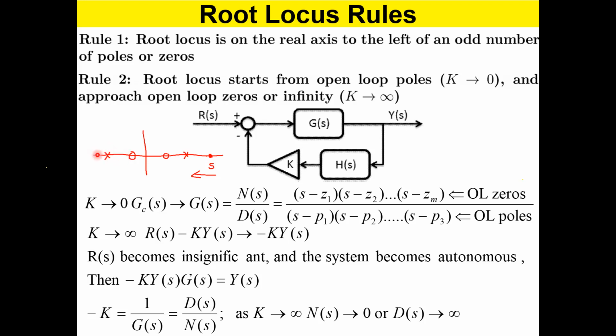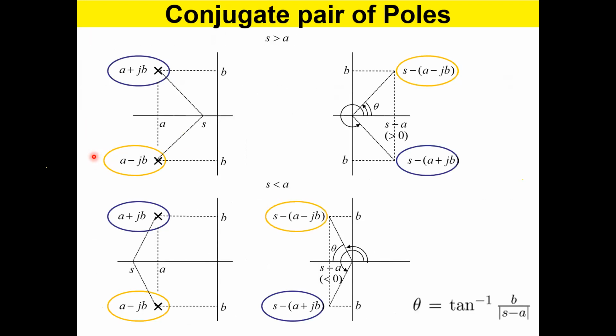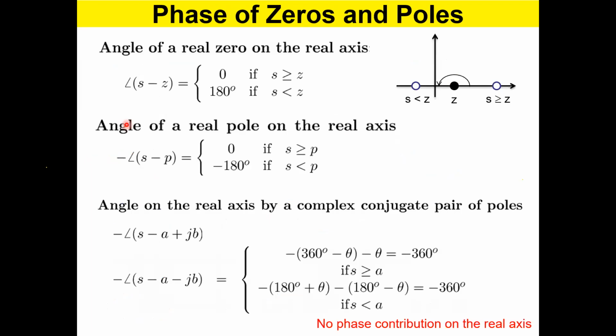And if I cross over to that side again, I am to the left of two poles and two zeros. That is 2 and 2, 4, an even number. So this part does not satisfy the phase condition. Therefore root locus is not on the real axis here. It can be above or below, but not on the real axis. So that is what the rule says. Now is it true? Go back and see. We saw that if you are to the right of a zero, phase is 0. If you are to the left of a zero, it is 180 degrees.